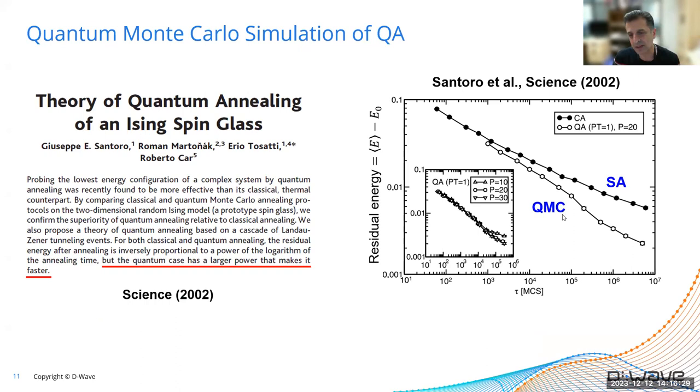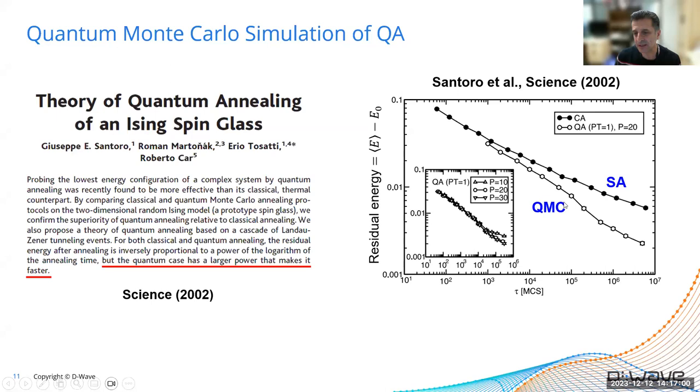in this figure, which is the main message of the paper, they looked at the residual energy, which is the average energy minus the ground state energy, as a function of time. And by time, they mean number of Monte Carlo sweeps. And they concluded that quantum Monte Carlo scales better than simulated annealing. In their case, they call it quantum annealing, but what it really is is quantum Monte Carlo.